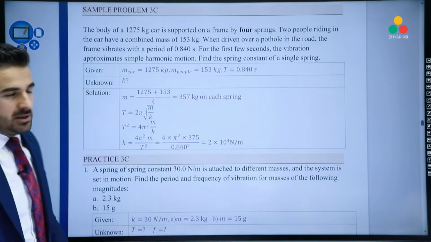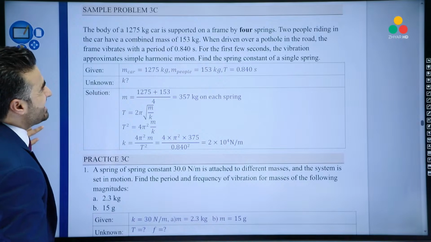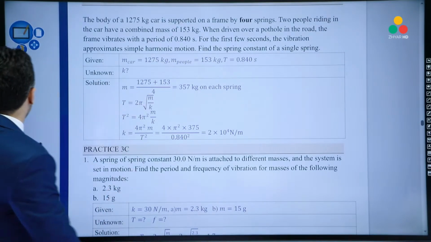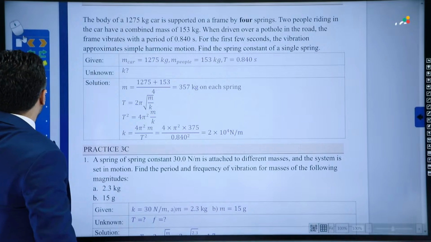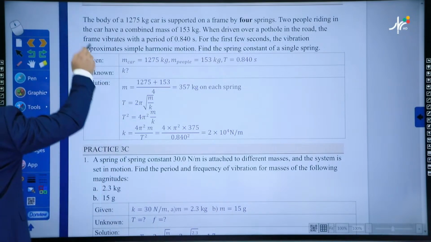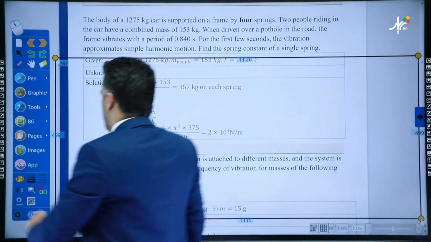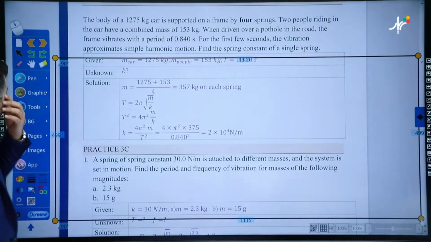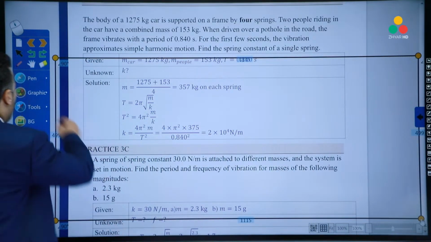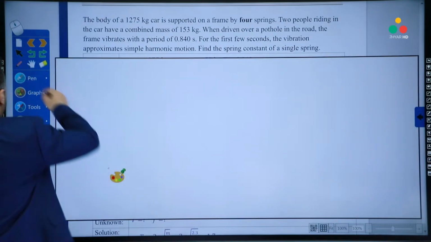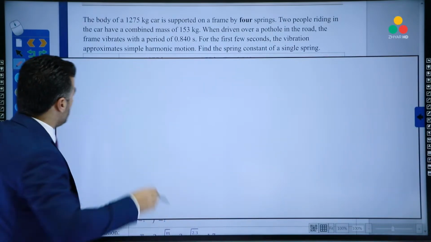Find the spring constant of a single spring. Remember, we have 4 springs. We want to find the spring constant for 1 spring. So how are we going to do this? Remember this. First of all, you need to combine all the mass that we have, and then try to find out what is the mass on each spring. So let's say the total, can we find the total mass here?